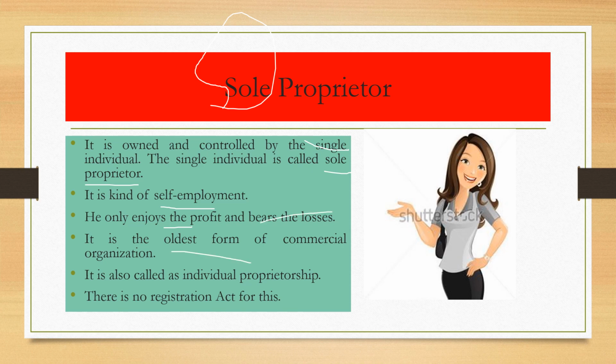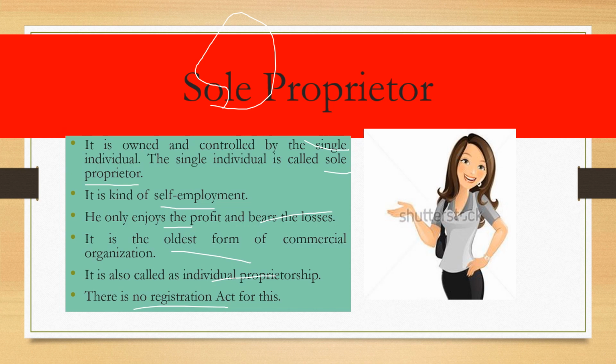It is the oldest form of commercial organization. We know it is an individual proprietorship and there is no registration act for this. So this is all about sole proprietor in simple words and it is easy to remember. Next, these are the features or factors of sole proprietorship. It is one of the oldest forms of commercial organization. It is also called individual proprietorship. There is no registration act for this.